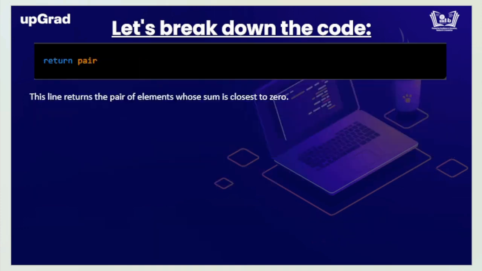Let's break down the code, that is our third slide. Here we have written the final statement, the return pair statement. This line of code returns the closest pair from the function.